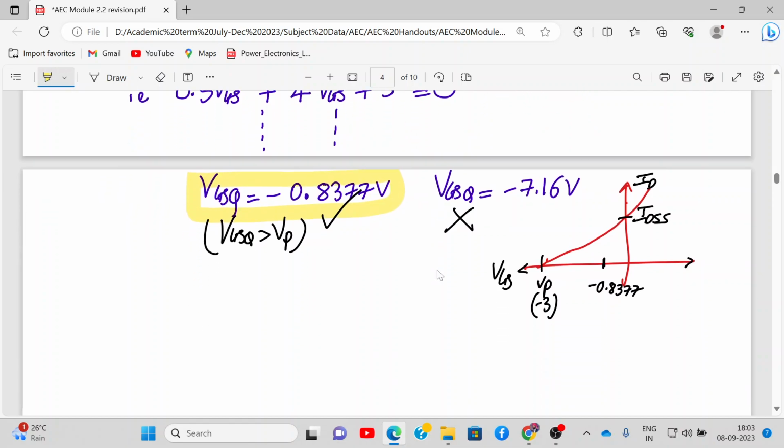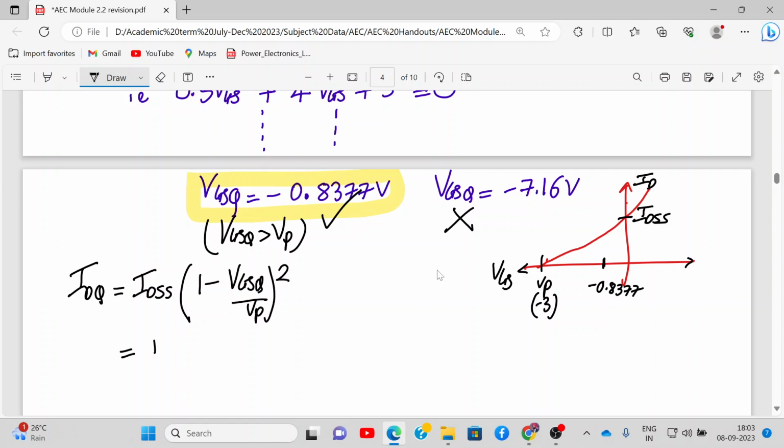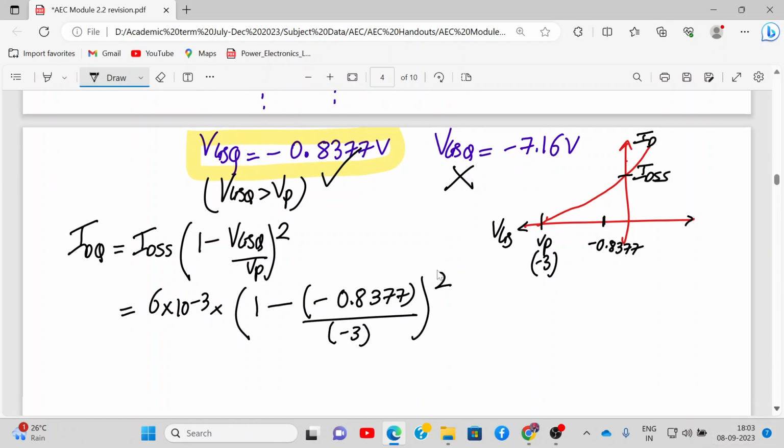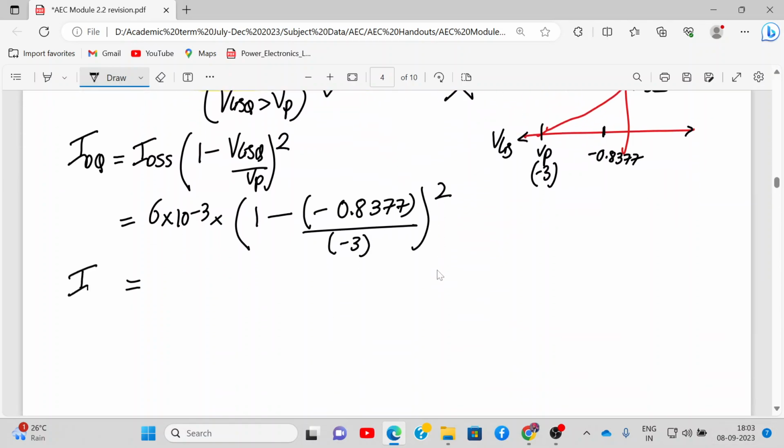Now find the value of IDQ immediately. So IDQ will be IDSS into 1 minus VGSQ upon VP the whole square. So be careful here also. IDSS will be 6 into 10 raised to minus 3 into 1 minus. See, this is minus over here, right? Minus 0.8377 divided by VP, which is also minus 3. So be careful in this calculation. So calculate IDQ.